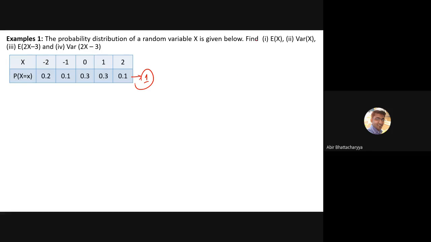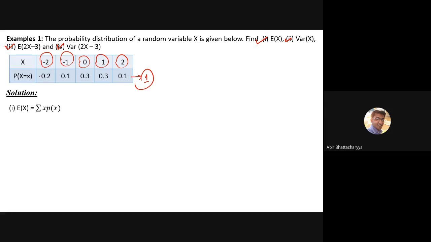So what do we have to find? We are supposed to find the expectation of x, variance of x, expectation of 2x minus 3, and variance of 2x minus 3. These are the things we are going to find. The first thing is the expectation of x. Expectation of x means the summation of x times p(x). Now what is x? These are the values of x, and we are going to do the summation.